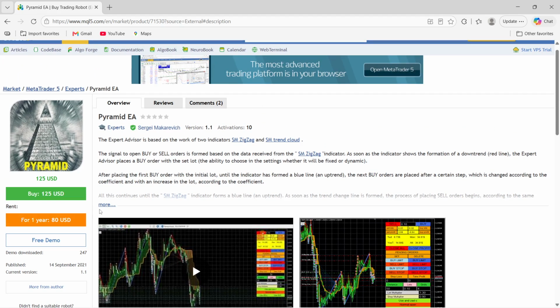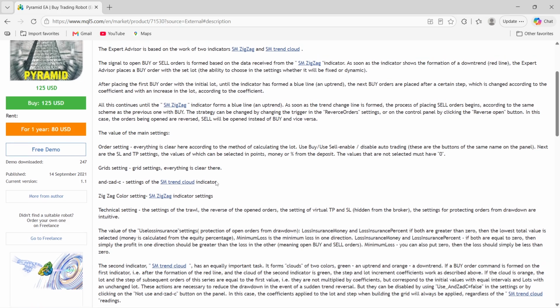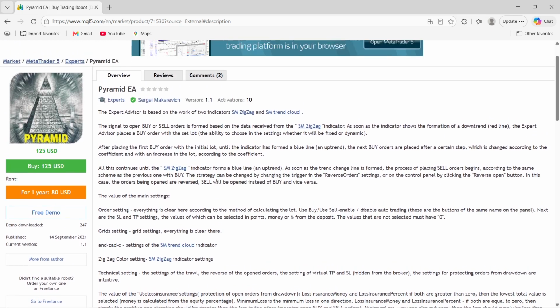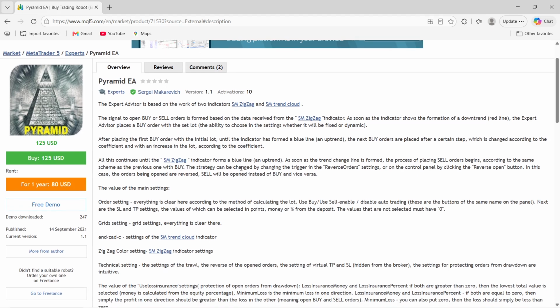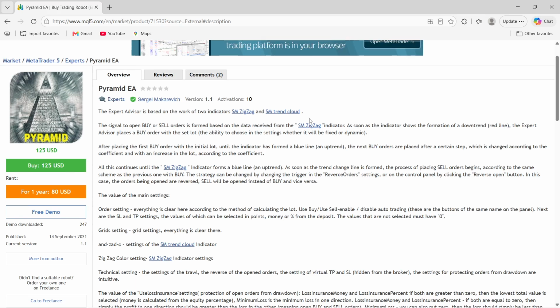Alright, so first, let's go through what the developer says on the sales page and the Forex Geek review. They describe it as a sophisticated expert advisor that uses two custom indicators, SM zig-zag for generating reversal signals and SM trend cloud for filtering the aggression of the trade. You can see the two indicators here.